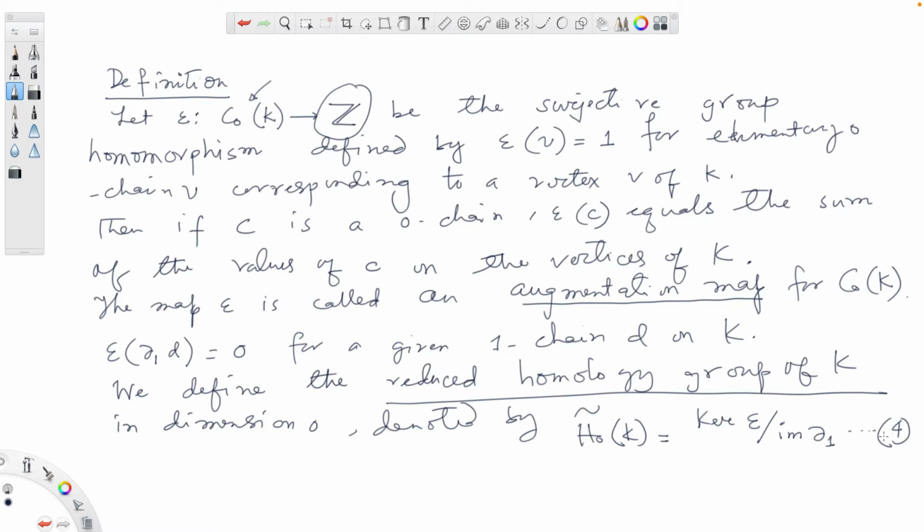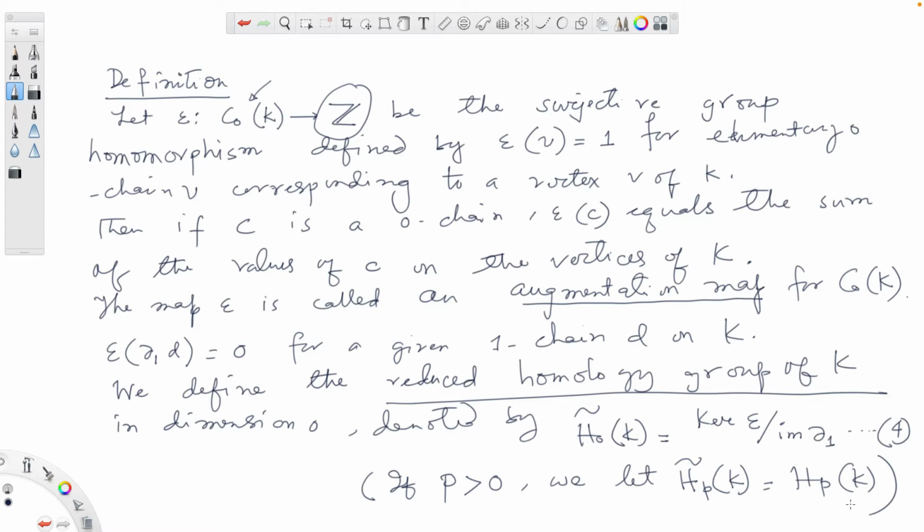And what about the other dimensions? If P is strictly greater than 0, then we let the reduced homology group be equal to the ordinary homology group. We let HP tilde of K be equal to HP of K. Okay, so this is the definition of reduced homology group of a given simplicial complex.